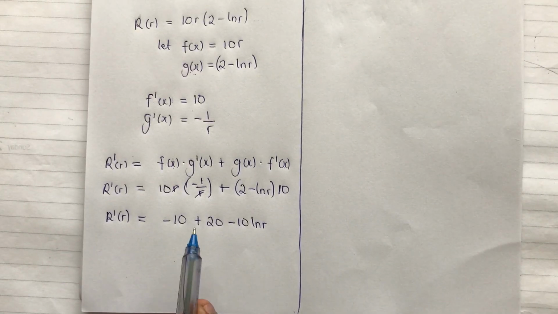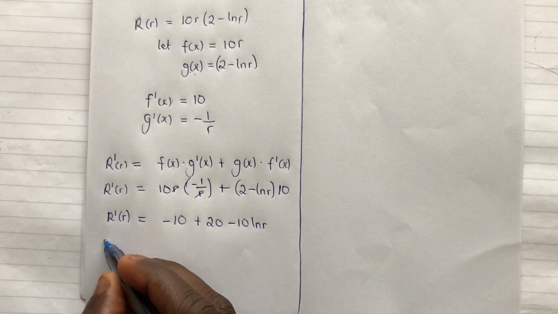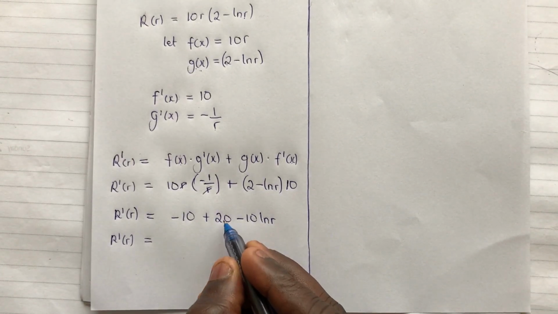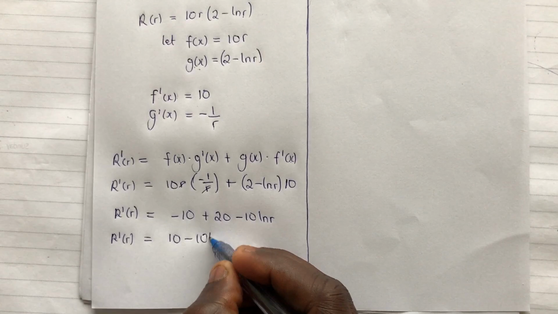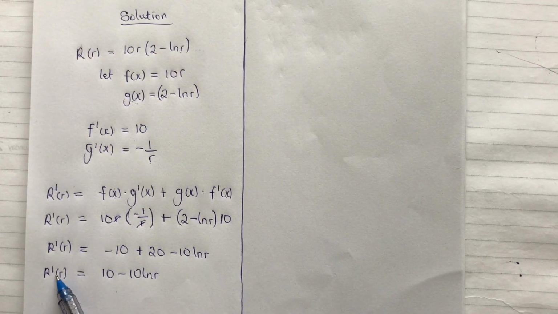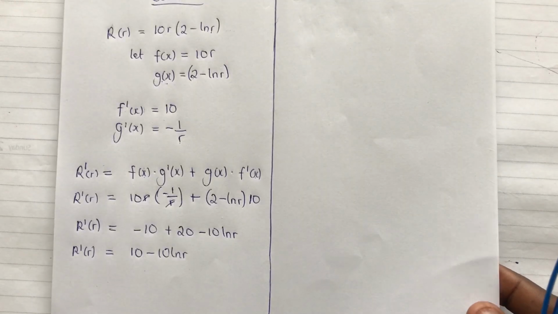Now the next thing is we can simplify this and this, which are the same. So we have R'(r) equals this, and this will give us 10 minus 10 ln r. So now we have the derivative of the Reynolds number here equals 10 minus 10 ln r.